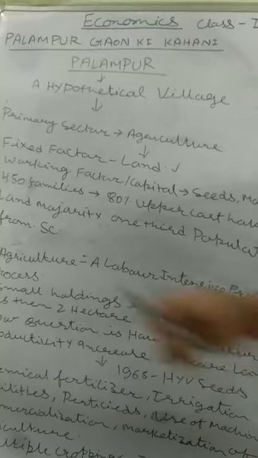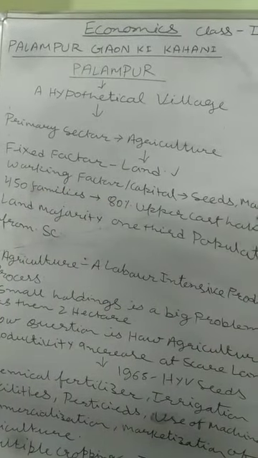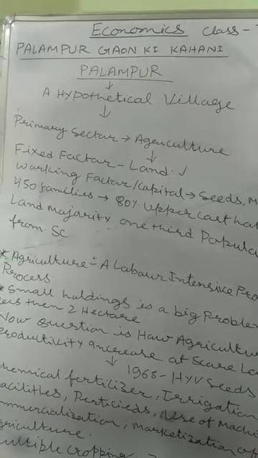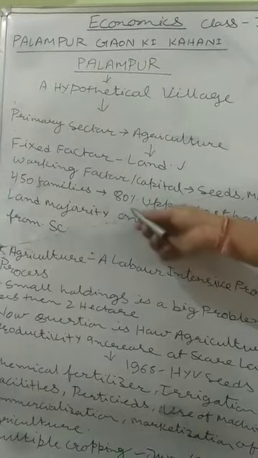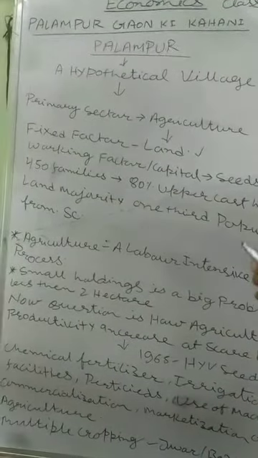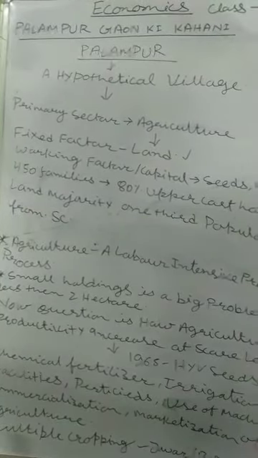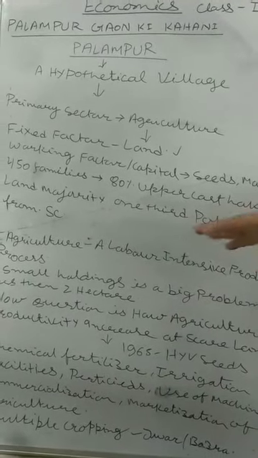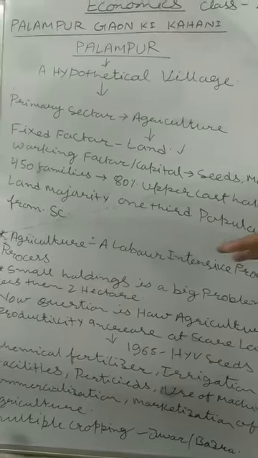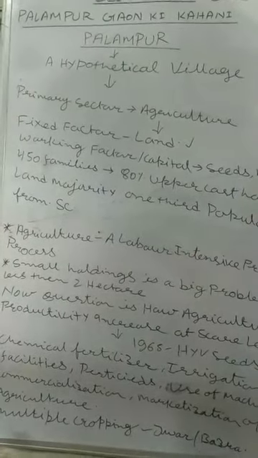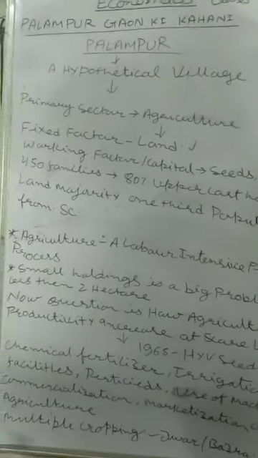In Palampur, there are 450 families, and most families get their occupation and livelihood from the agriculture process. 80% of the upper caste have the majority of land, but the rest have very small land slots. One third of the population is from the scheduled caste, and the most important problems in agriculture, low productivity and small holdings of land, create a major problem in the agriculture sector in Palampur.